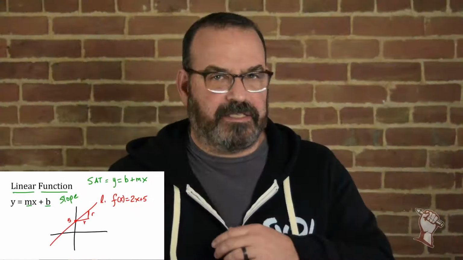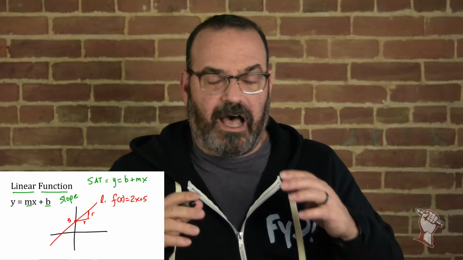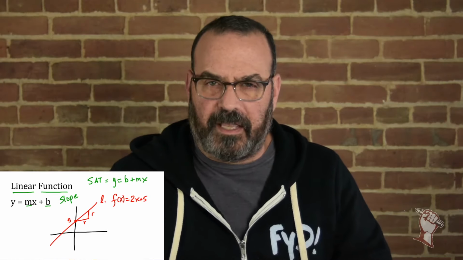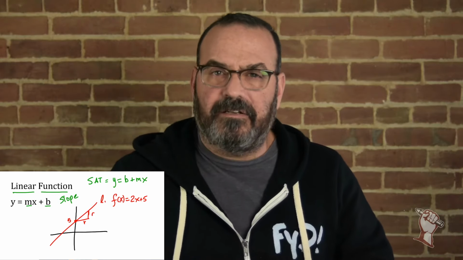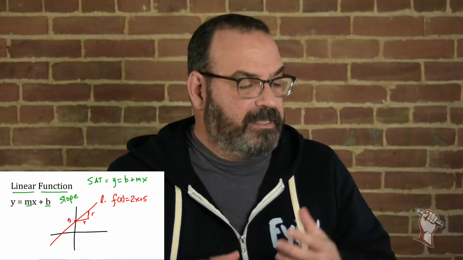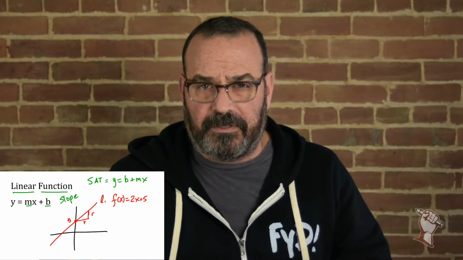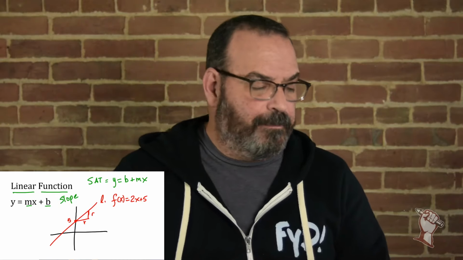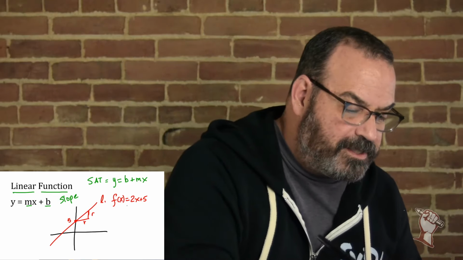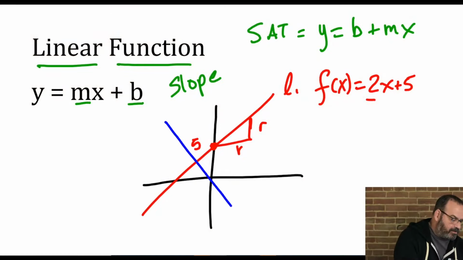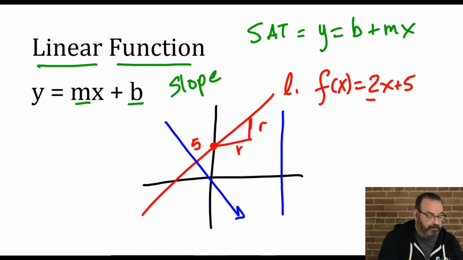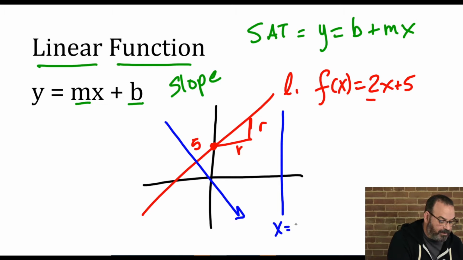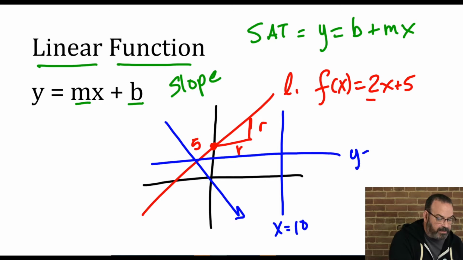Linear functions are tested exceedingly. Out of the 58 problems on the SAT, I've counted they go as high as 10 or 11 linear function problems. Definitely know slope, definitely know slope-intercept form, definitely know the slope equation, definitely know everything there is about a positive and negative slope. This is a positive slope, a negative goes in the opposite direction. A vertical line is x equal to some number. We'll call this 10. A horizontal line is y equal to 3.